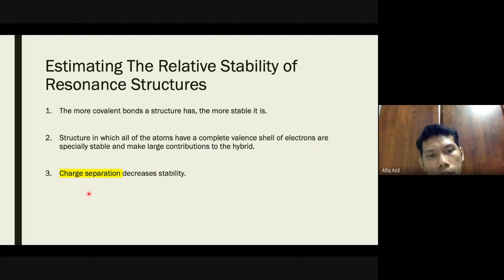And the third one, charge separation decreases stability. So I want you to find out what is meant by charge separation. Basically it relates to how the electrons are being distributed throughout the structures. So that is the general idea. So find out what this charge separation means.